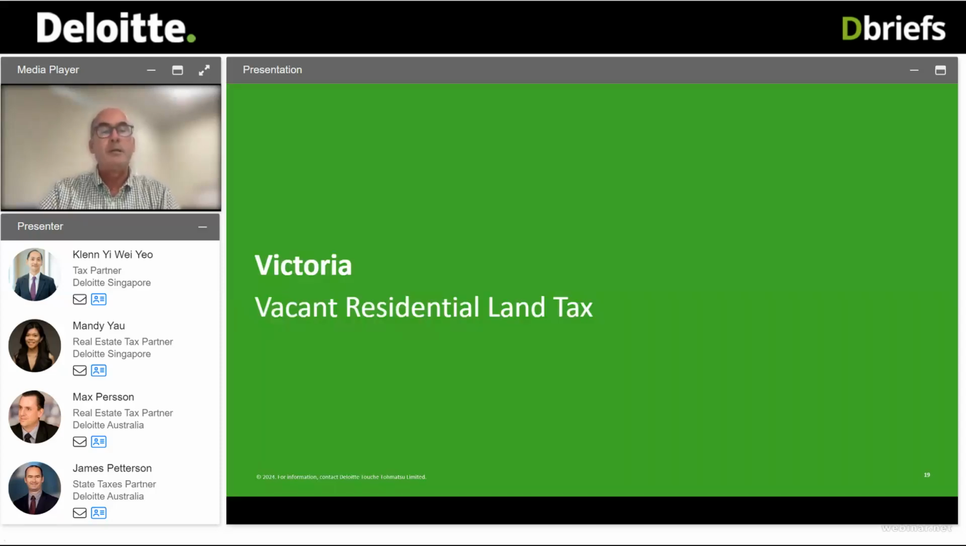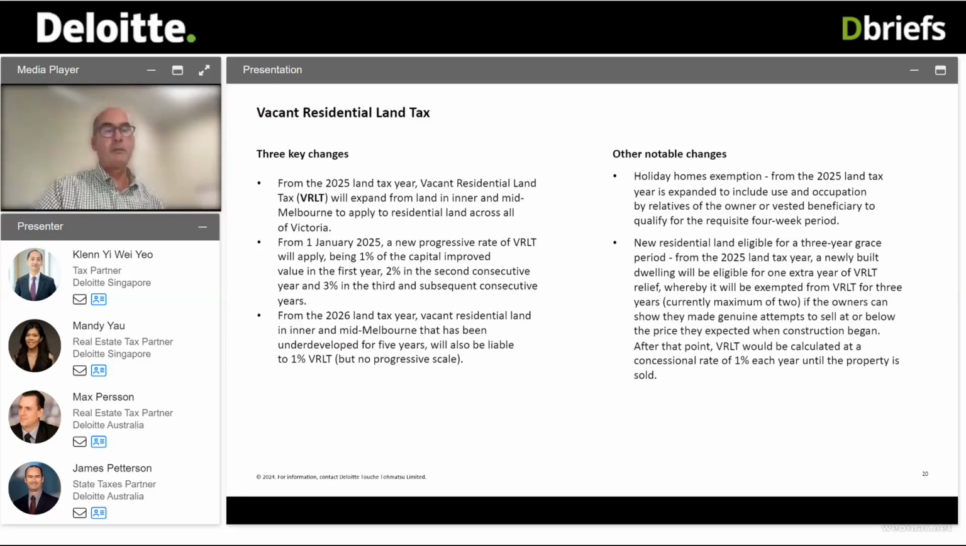Next slide, thanks. So turning first to the expansion of the vacant residential land tax in Victoria, which will apply to properties that have been vacant for at least 6 months or more in the year prior to the taxing year. So the next slide, thank you. So this vacant residential land tax has been expanded from metropolitan Melbourne to apply to all of Victoria from the 2025 land tax year. And it applies not only to land that is owned by individuals, but also to land owned by property developers via companies or trusts, including build-to-rent developments.